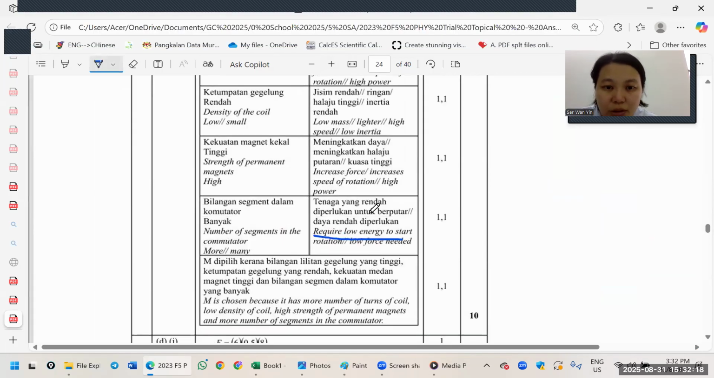Require low energy to start rotation, or low force needed to start rotation.